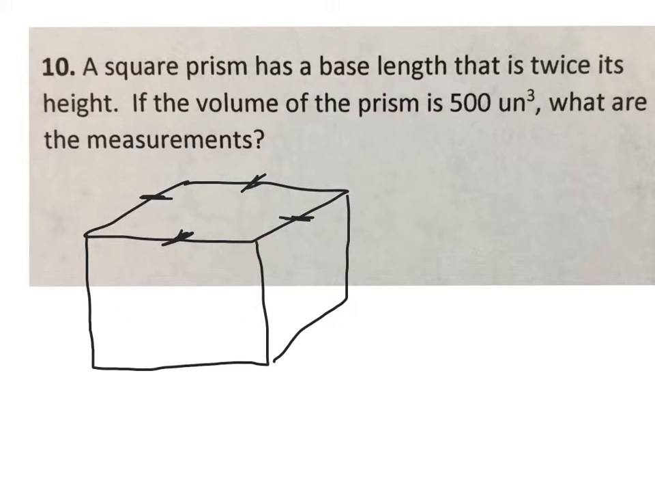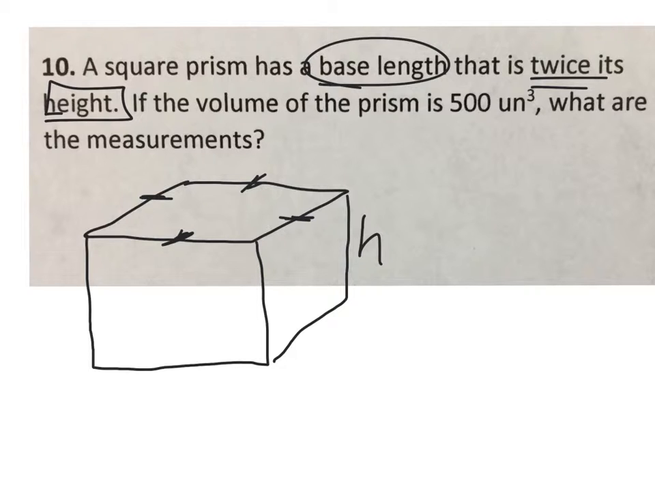Okay? And the base length is twice its height. Okay, which means that the height is the smaller of the two things. Okay, and when we're assigning variables, maybe we should use h for height. How about that? Okay, that's the height, and the base is twice the height, which means each of these sides is 2h units long. 2 heights and 2 heights. Since it's a square, they're all the same.